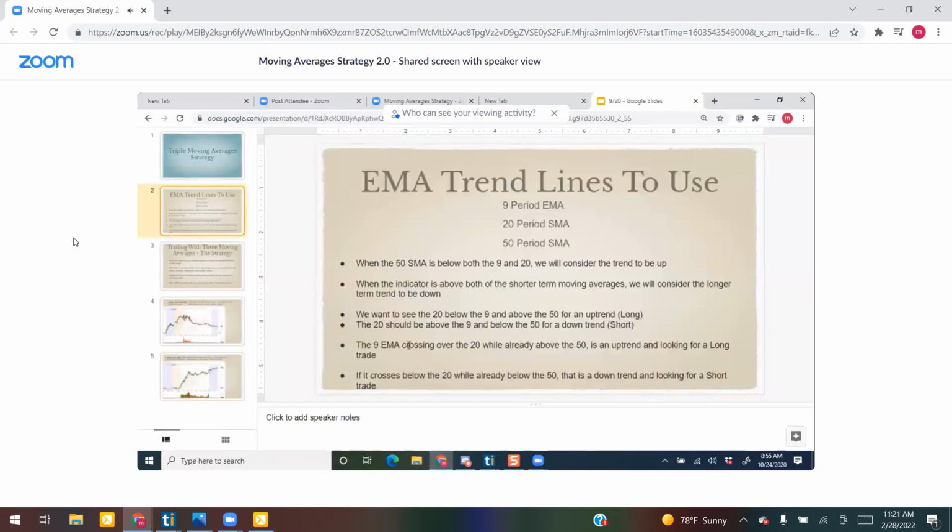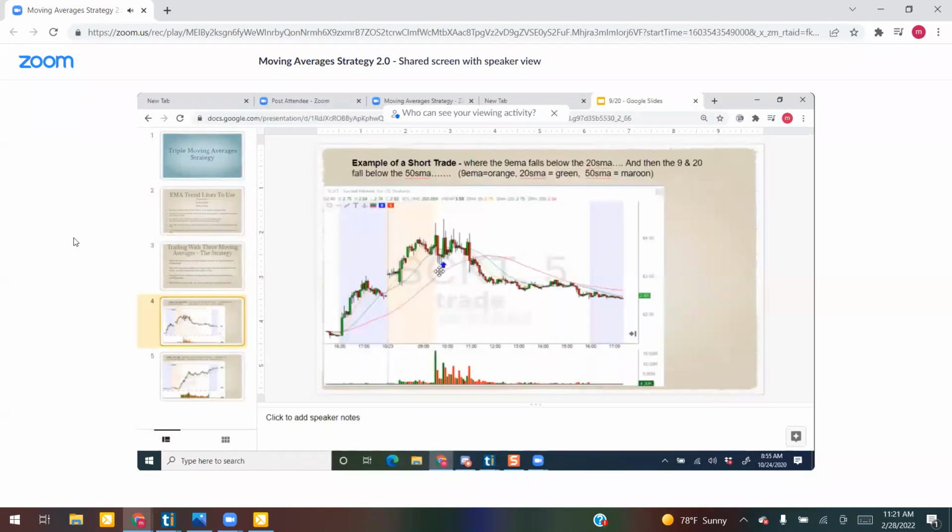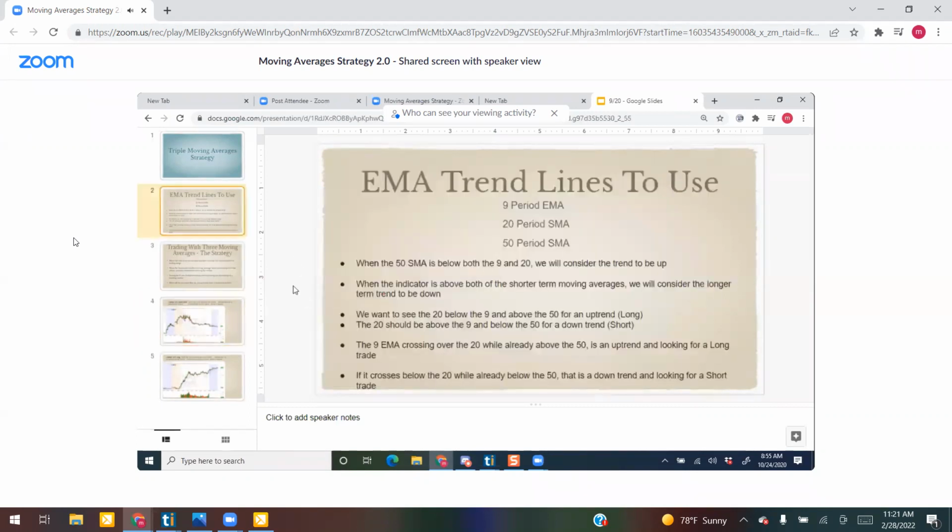The 20 should be above the 9 and below the 50 for a short. So here, let's look at this short example. Again, the 20 is in between. It's above the 9, but below the 50, and that's your cue for a short.